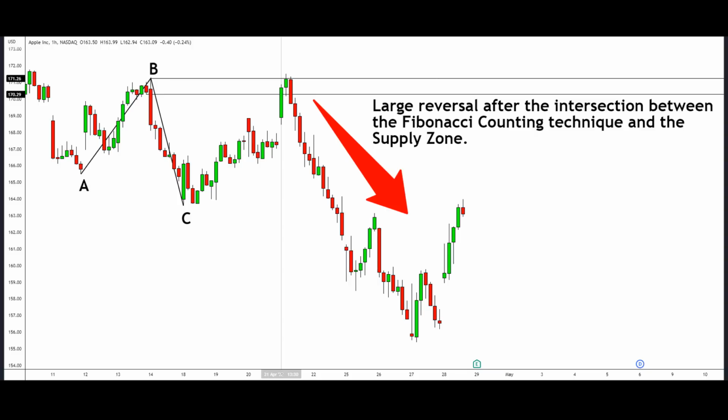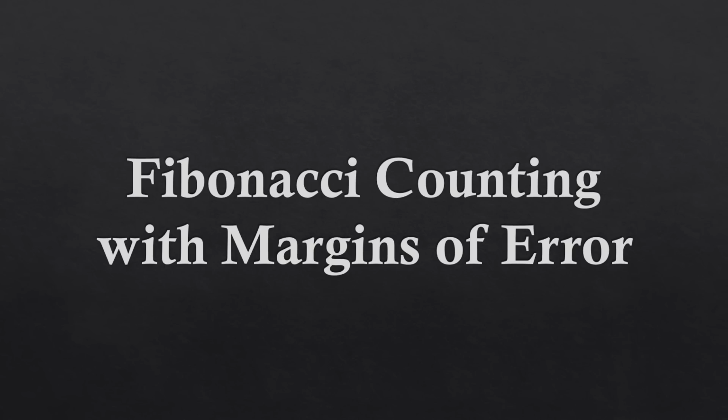Before we begin the last example, let me introduce another idea. So far, we have used the simple Fibonacci counting technique, but there are slightly more nuanced ways of using it, since reversals will not always fall exactly in Fibonacci numbers. That leads us to the idea of using Fibonacci counting with margins of error. So instead of looking at a specific candle for price to reverse, we look for a specific area or range. Let me show you what I mean with simple illustrations.